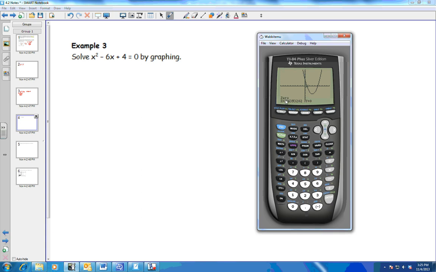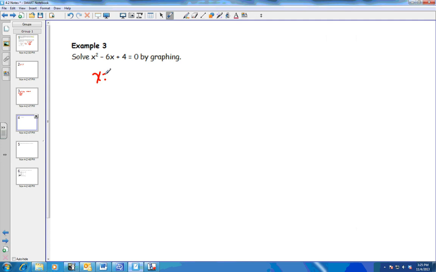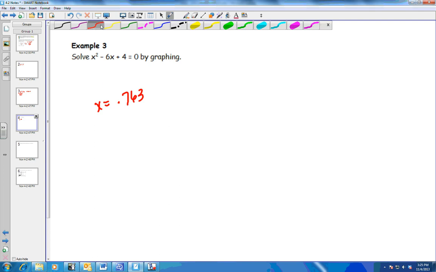I have a zero when x is 0.76393202. Okay, we're always going to go 3 decimal places. So my first x is 0.763. You can round or you don't have to. There's my first zero, or x-intercept. Okay, now let's find our other one.